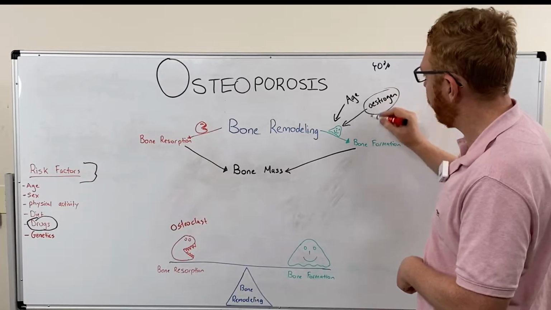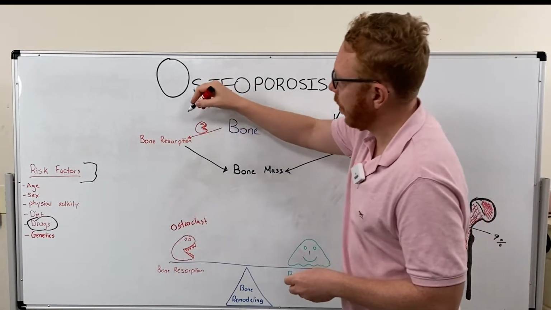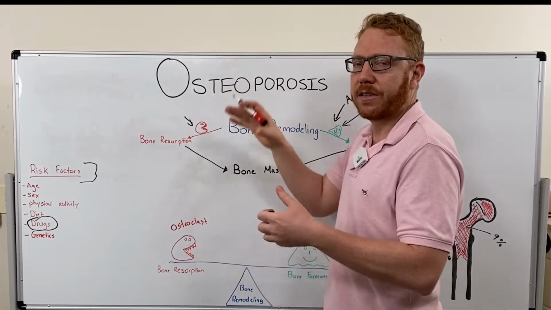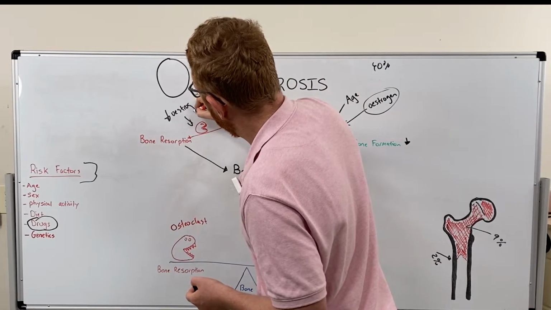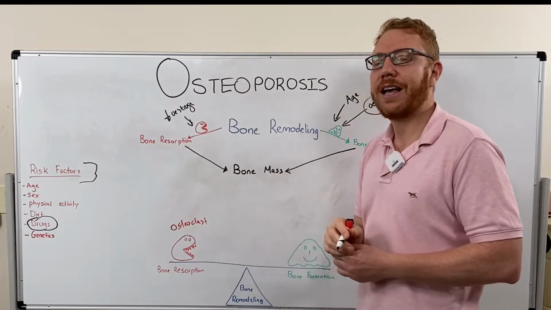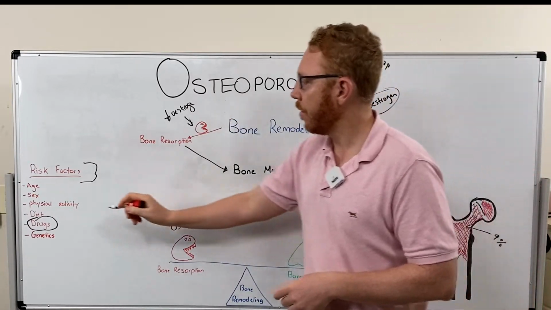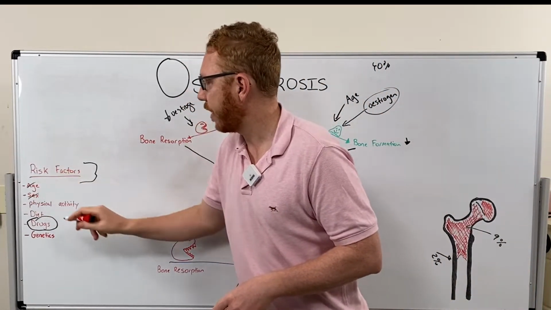So estrogen has a huge effect on osteoblasts, but also as the estrogen effect starts to drop away, low estrogen will actually cause the osteoclast activity to start increasing. So that would be age and the sex effect.